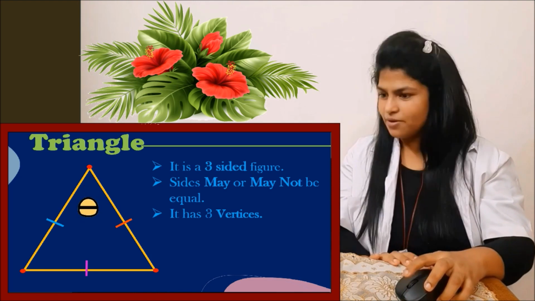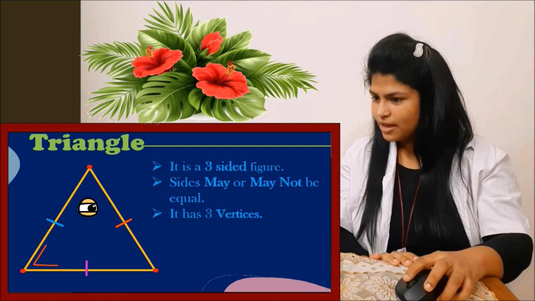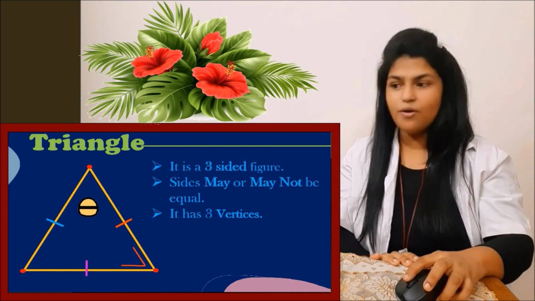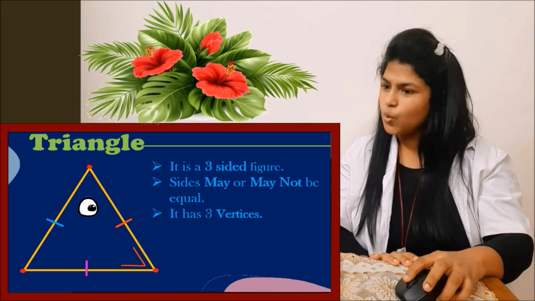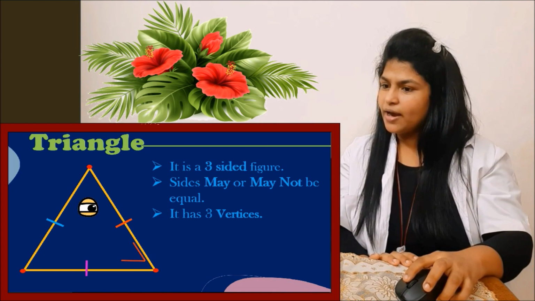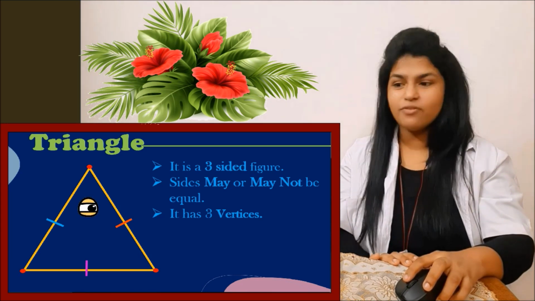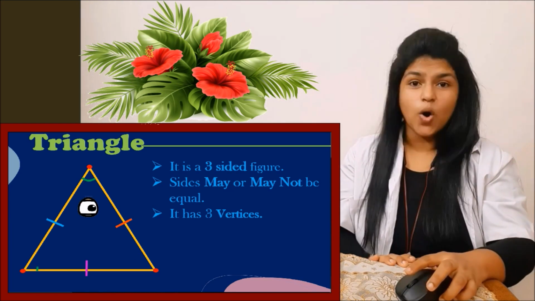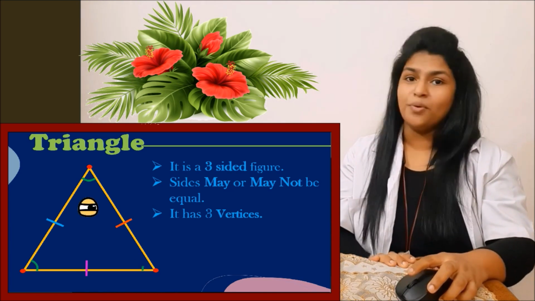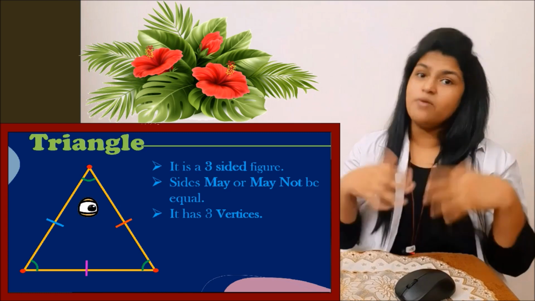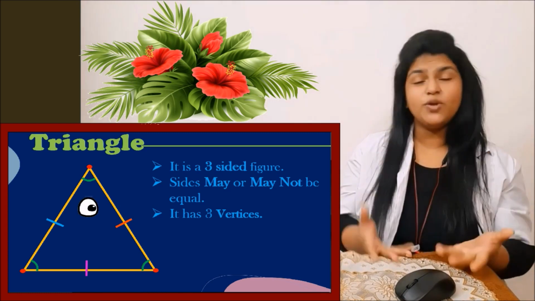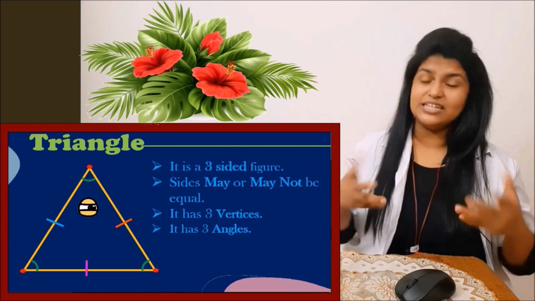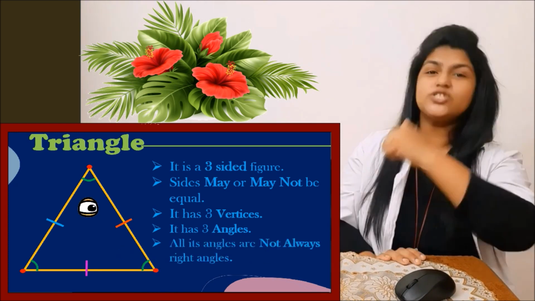And what do we have to say about the angles that it makes? There's an acute angle there, an acute angle here, and an acute angle there. So how many angles does it have? It has 3 angles. Are they all right angles? No, same as the sides, they may or may not be right angles. Why do I say the sides may or may not be equal, or the angles may or may not be right angles?